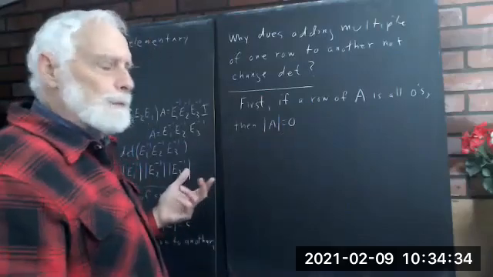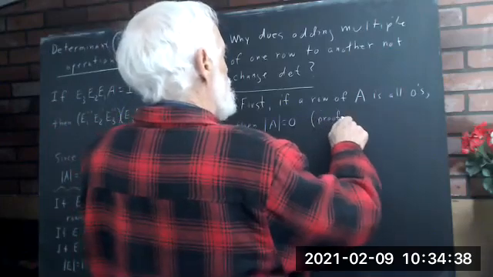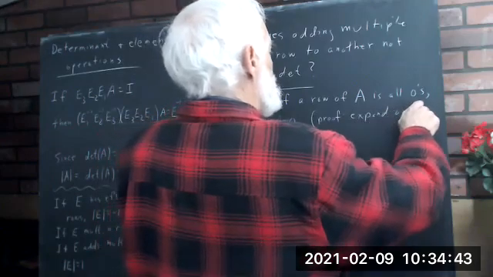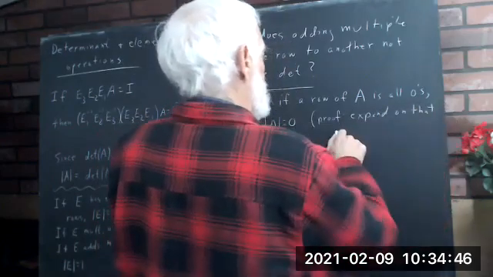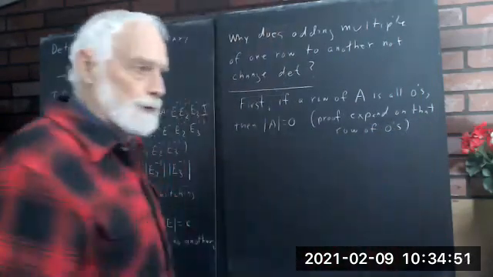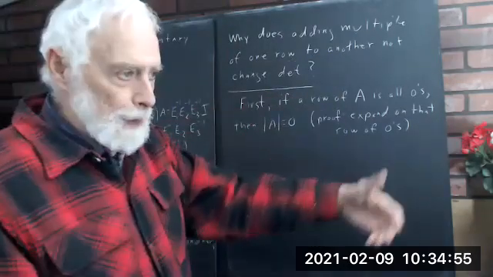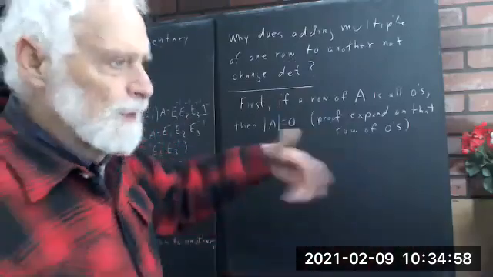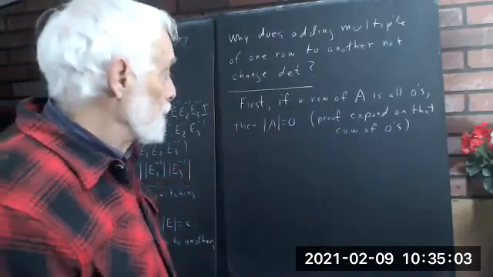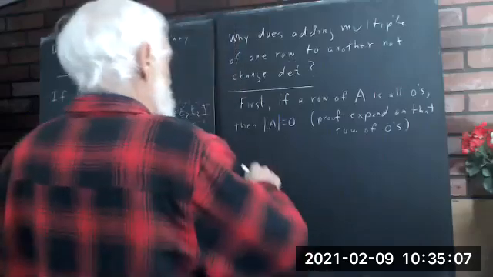But the easiest way to prove it is to just expand the matrix along that row of zeros. You know, 0 times one minor plus 0 times the next minor plus 0 times the next minor, or minus 0 plus 0 minus 0 plus 0. But it doesn't make any difference. They're all 0. Everything's going to be 0. So that's really easy. Okay.